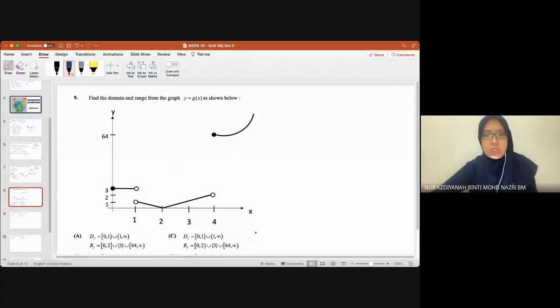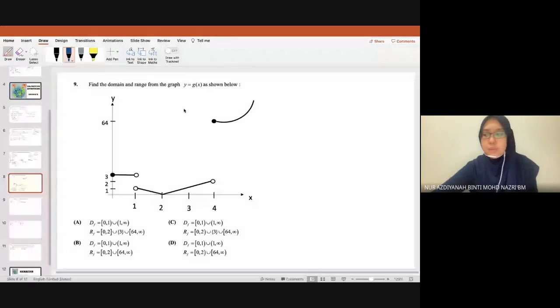Okay, kita tengok soalan number 9. Okay, question number 9. Alright, so for question number 9 over here, we are given this graph, piecewise function. Dan kita kena tentukan what is the domain and range for this function. Okay, so kalau kita tengok, domain adalah the defined value for our x. So daripada graph ni kita tengok 0 ada nilai kan. The domain is from 0.